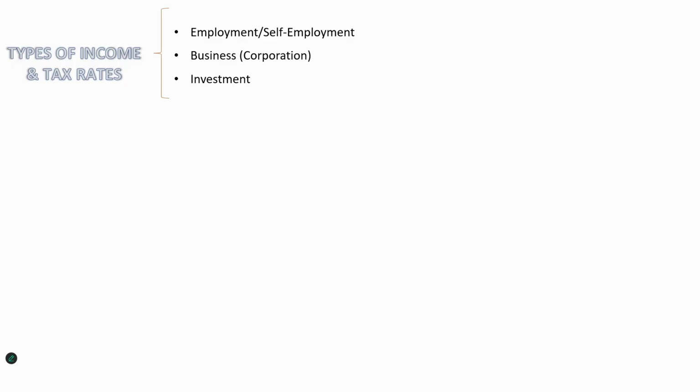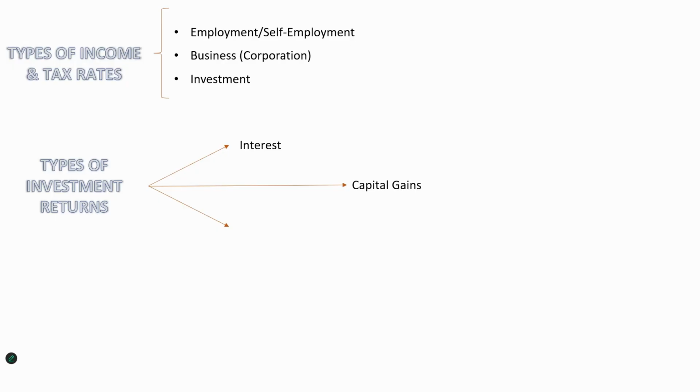And when we're talking about investments, there are three types of investments, all right? So three types of investment returns that we can have. The first one is interest investments. The second one is capital gains or assets. And the third one is dividends. Let's talk a little bit more about each of them.